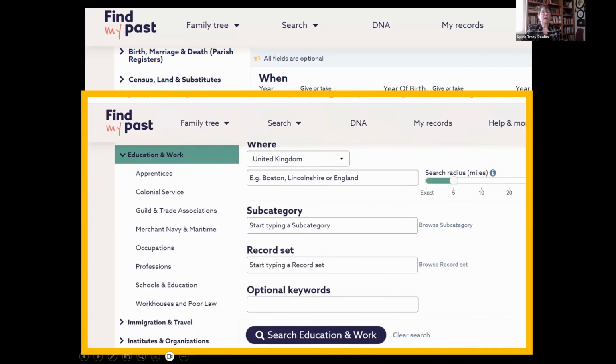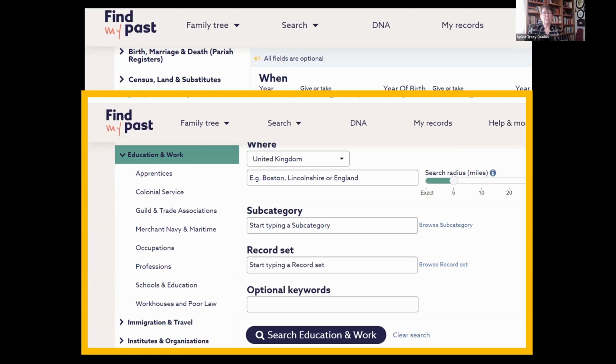We've got another category of education and work. And this goes to apprentices, colonial service, guild and trade associations. And that's because in the British Isles, they had a very strong guild system. You had to be trained up through an apprenticeship type of system. And then you needed to join the guild or the trade association for the type of work you did in the location where you practiced. So everybody ended up on these lists if they had this kind of trade.